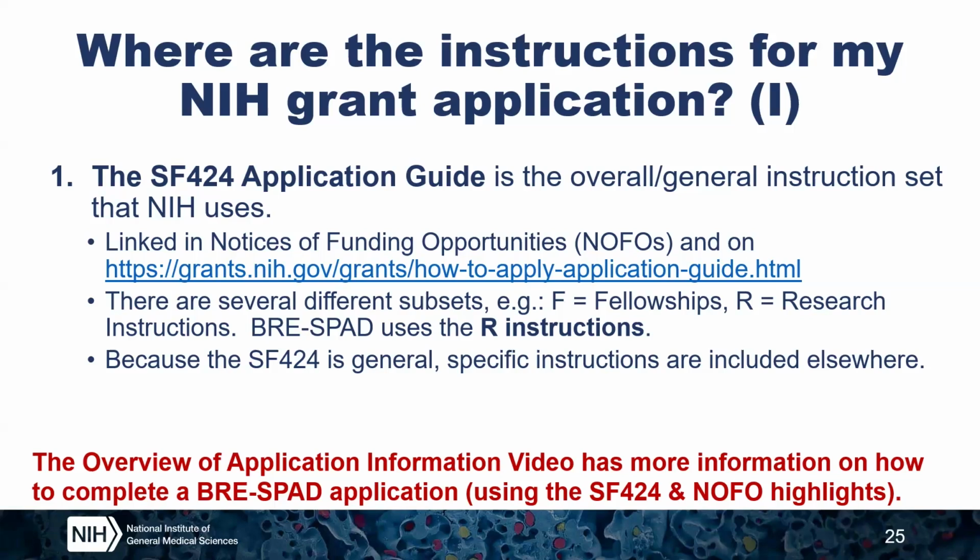You can find it by going through your notice of funding opportunity where it'll be linked, or you can go directly to grants.nih.gov and find it there. Now, keep in mind, there are several different subsets of forms that make up the SF424. The F series are for fellowships. The T series are for training grants. For BRE-SPAD, you want to follow the R series. The R are the research grants, and BRE-SPAD uses the R series instructions.